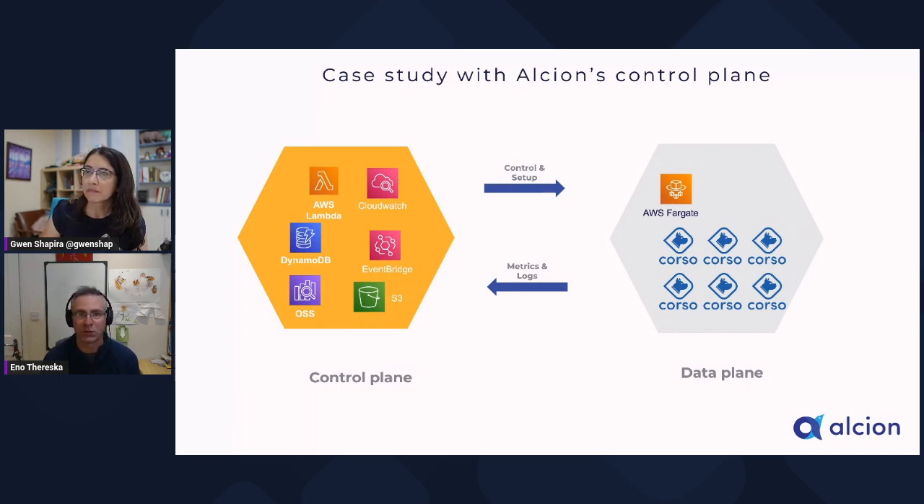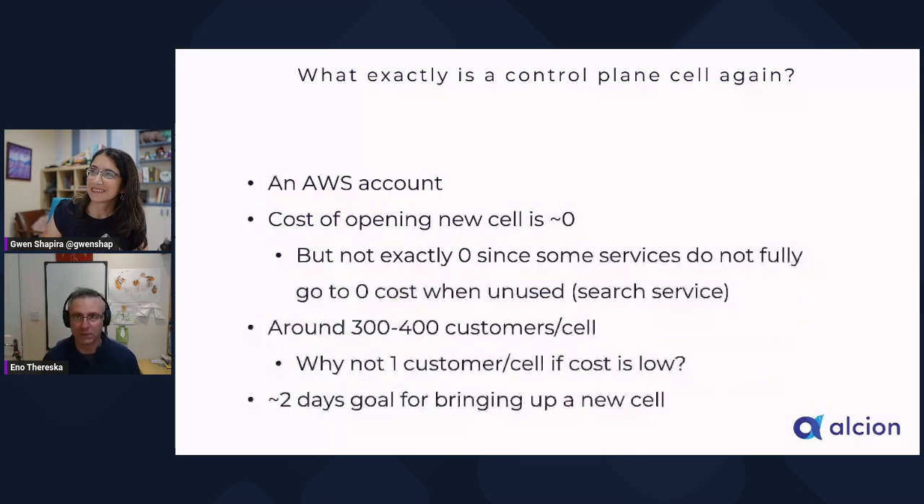Okay, so what exactly then in this world is a cell again? A cell is an AWS account. The cost of opening this new cell tends to be zero, but it's not exactly zero yet, unfortunately. There are some services whose cost doesn't go to zero when they're unused. I'm pointing fingers at the search service right now, but there are others as well. Aurora V2 is still not zero cost if you don't use it.